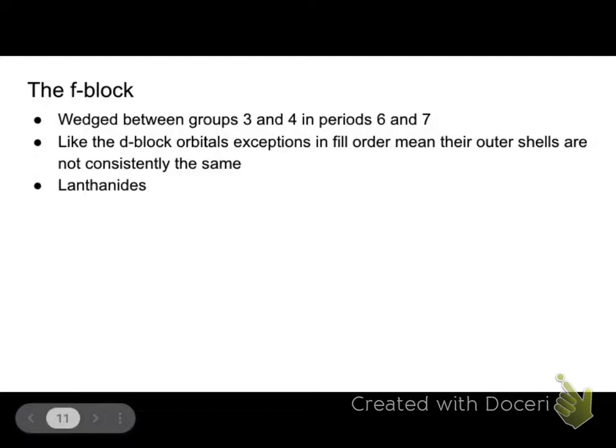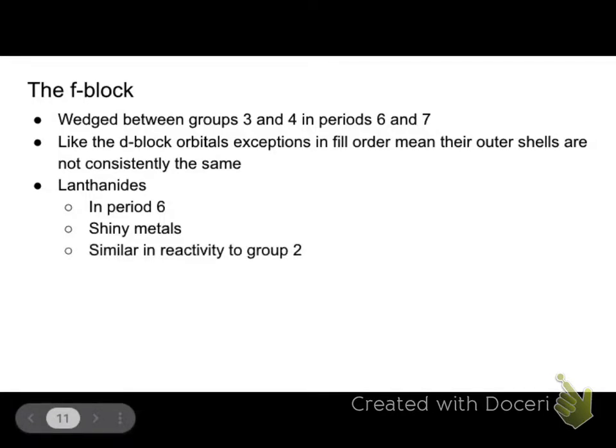The lanthanides, which are in period 6, are shiny metals, and they are very similar in reactivity to group 2. In fact, when the periodic table was originally being developed, there was a lot of disagreement about where to put these guys because a lot of people thought they belonged in group 2 with those alkaline earth metals.